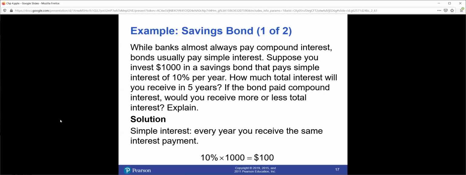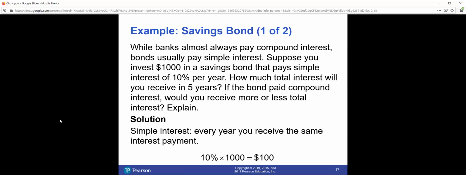Savings bonds. You've probably heard of savings bonds. Well, banks almost always pay compound interest. Bonds usually pay simple interest. Suppose you invest $1,000 in a savings bond that pays simple interest of 10% per year. How much total interest will you receive in 5 years? If the bond paid compound interest, would you receive more or less total interest?